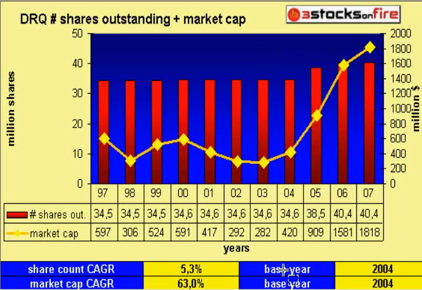So considering the base year of 2004, the share count has been increasing at a 5.3% pace from 34.6 million to the current 40.4, and the market cap since 2004 has been growing at a 63% average annual pace, compound annual growth rate. So I'll consider that as a dilution factor in my model. That's one of the variables of my valuation model, a dilution factor of 5%.